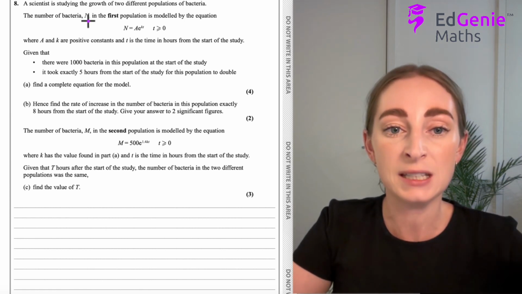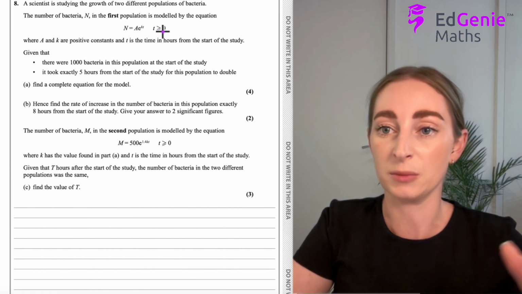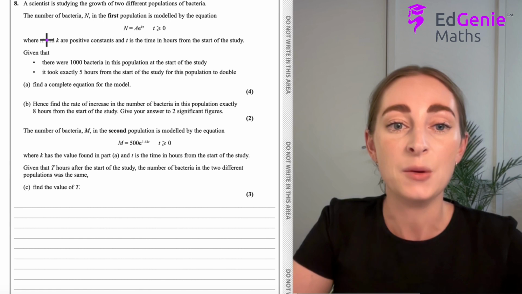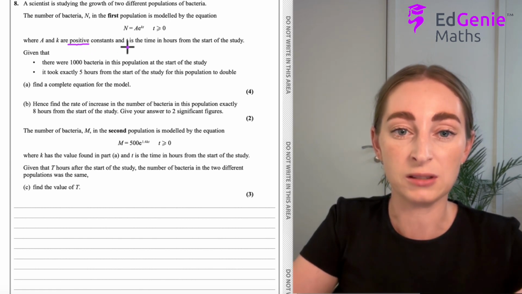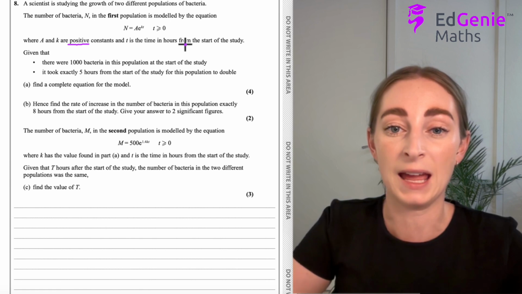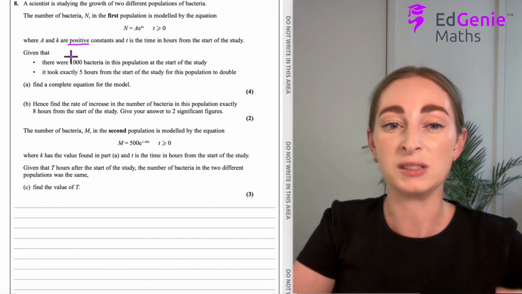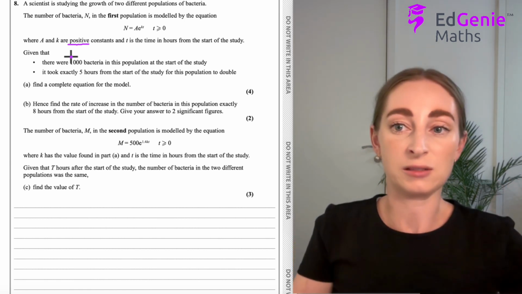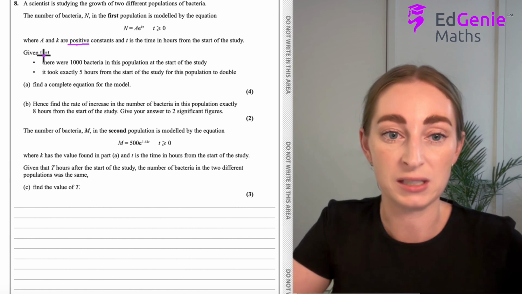The number of bacteria n in the first population is modelled by this equation, and time is going to be greater than or equal to 0. Obviously, we can't have negative time, where a and k are positive constants and t is the time in hours from the start of the study. I've just underlined positive because sometimes they might say, here are 2 different values of k, which one must it be? And then it's easy to forget that it should be positive.